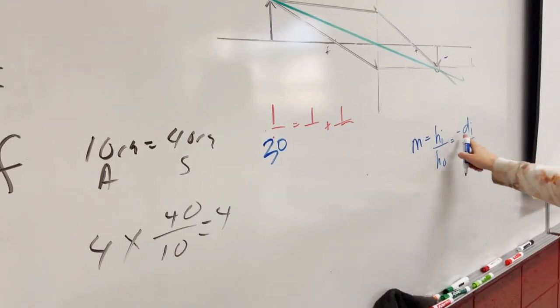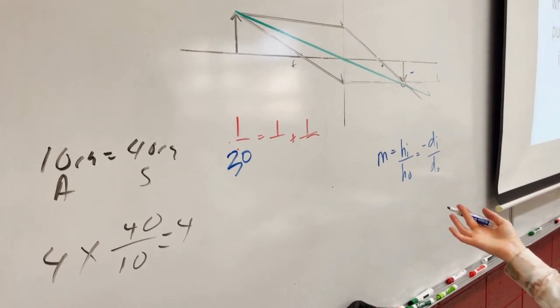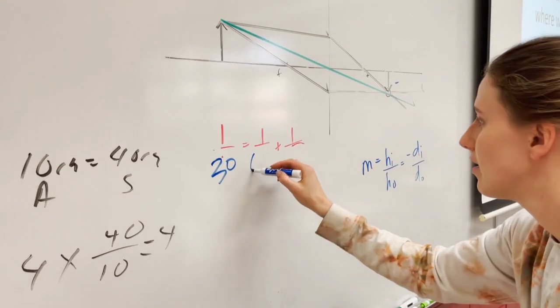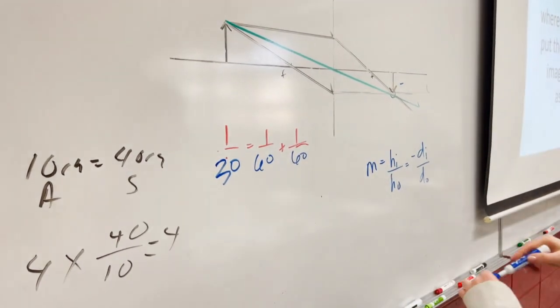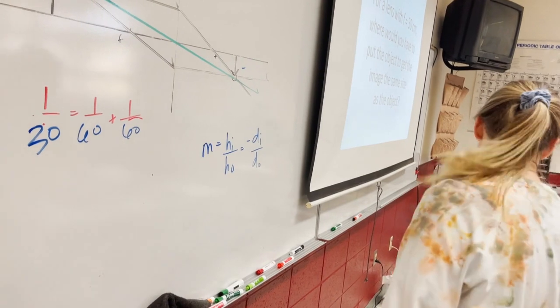If this is 30, what goes here and what goes here? We just said that the distance to the object and the distance of the image have to be the same. Is it 60? 1/60th plus 1/60th is 2/60ths, which is 1/30th.